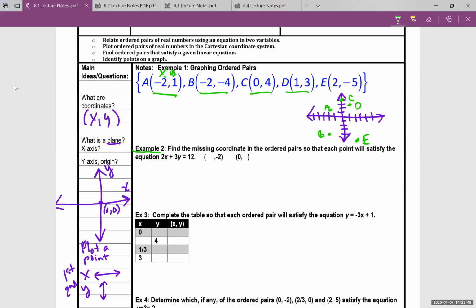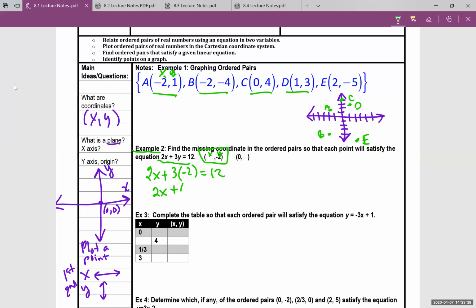Also, in example 2, it'll give you an equation of a line, and you have to find the missing coordinate given the specific ordered pair so that it will satisfy the equation. Just think of these as 2 separate problems. Remember, the x is unknown here, and they've given you the y value of -2. So, using the equation, I'm going to substitute in the y value they've given us. And then I'm just simply going to solve for x.